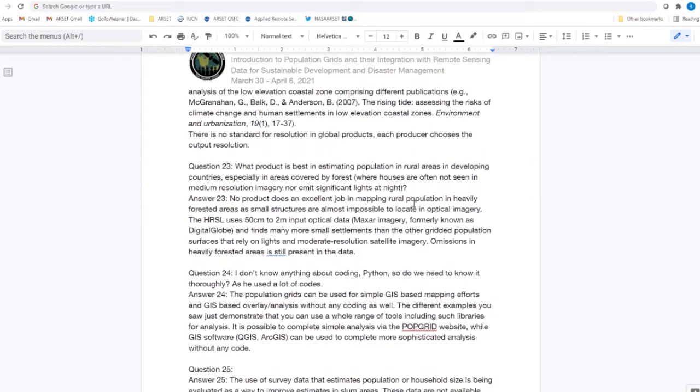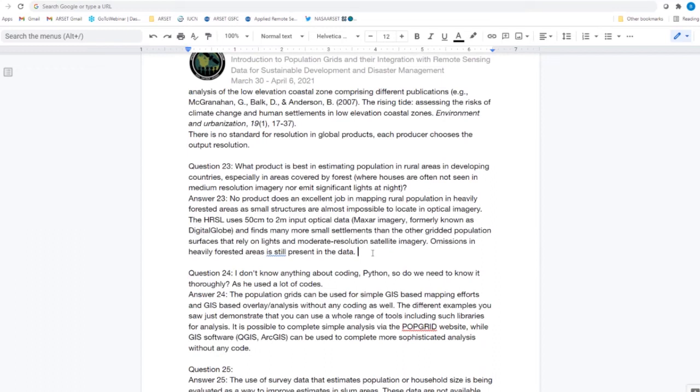Good to know. So question 23: what product is best in estimating population in rural areas in developing countries, especially in areas covered by forests where hosts are not often seen with medium resolution imagery, nor emit significant lights at night? Yeah, so the dense forest cover is a problem that is not completely solved.